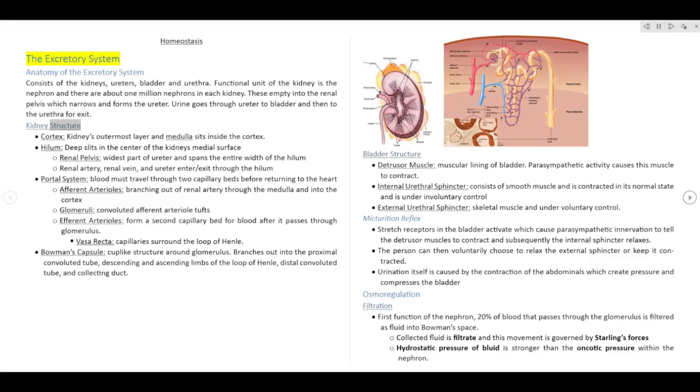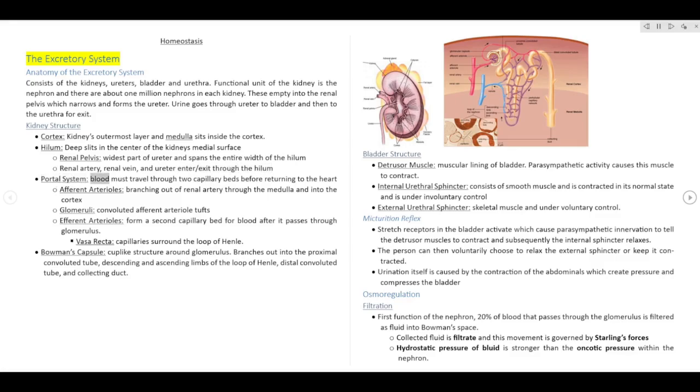Kidney structure. Cortex, the kidney's outermost layer, and the medulla sits inside the cortex. Hilum, deep slits in the center of the kidney's medial surface. Renal pelvis, the widest part of the ureter, spans the entire width of the hilum. The renal artery, renal vein, and ureter enter and exit through the hilum.